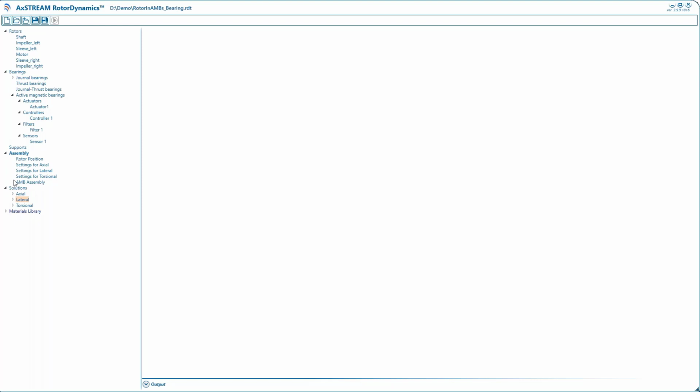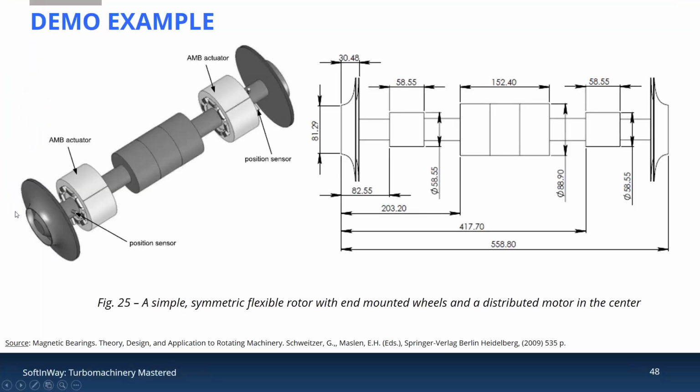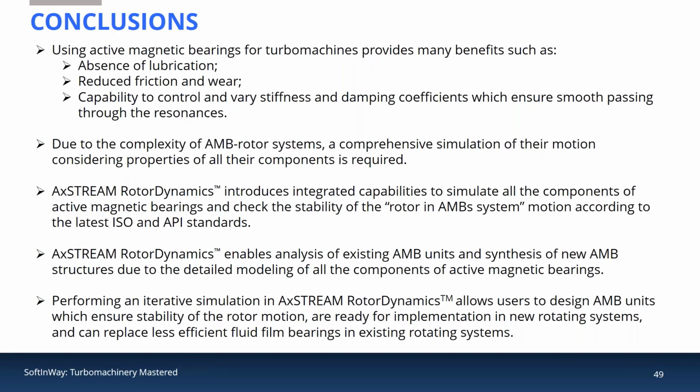And what we can conclude here. Using active magnetic bearings for turbomachines provides many benefits, such as absence of lubrication, reduced friction and wear, capability to control and vary stiffness and damping coefficients, which ensure smooth passing through the resonances.